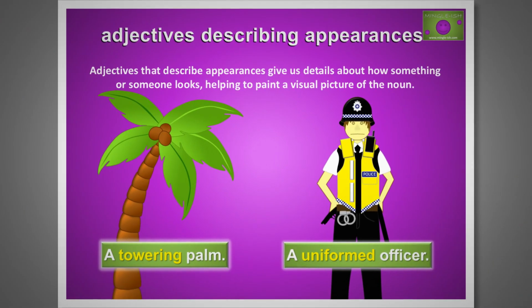Adjectives that describe appearances give us details about how something or someone looks, helping to paint a visual picture of the noun. For example, a towering palm. A uniformed officer.